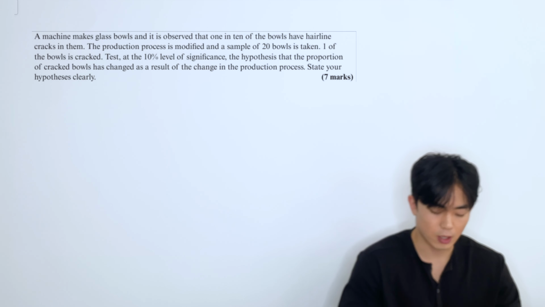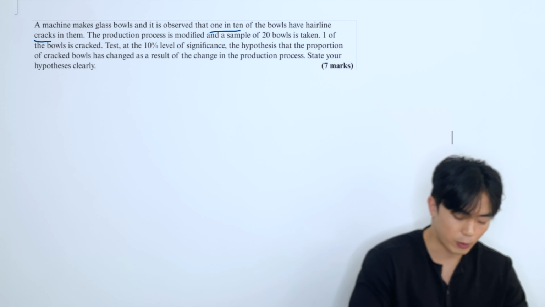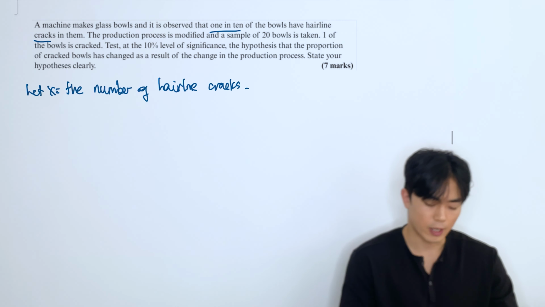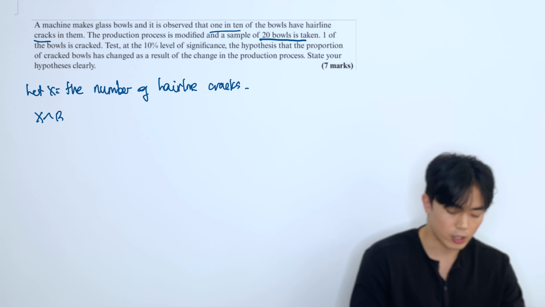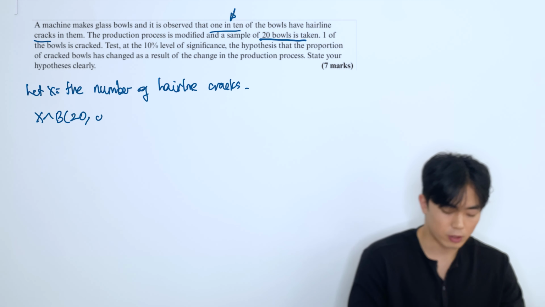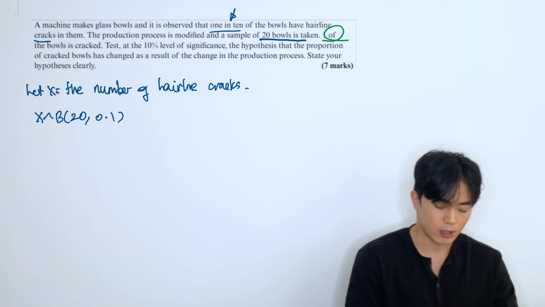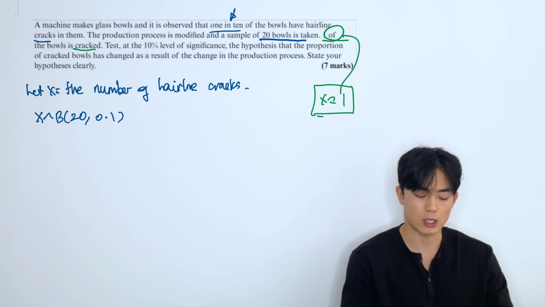So we have a machine which makes glass balls, and it's observed that 1 in 10 have a hairline crack. Okay, so let's define what x is. So x is the number of hairline cracks. Okay, so the production process is modified and a sample of 20 balls is taken. So it's a binomial distribution, n is going to be 20. And 1 in 10 means that the probability of it being cracked will be 0.1, like this. Now, it says one of the balls is cracked. So the test statistic they got was x was equal to 1. That's what they got in the experiment.